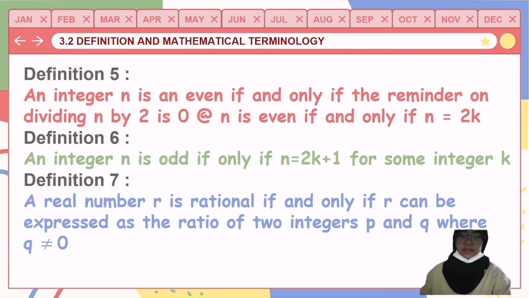Definition 5. An integer n is even if and only if the remainder on dividing n by 2 is 0, or n is even if and only if n equals 2k. Definition 6. An integer n is odd if and only if n equals 2k plus 1 for some integer k. Definition 7. A real number r is rational if and only if r can be expressed as the ratio of two integers p and q, where q is not equal to 0.